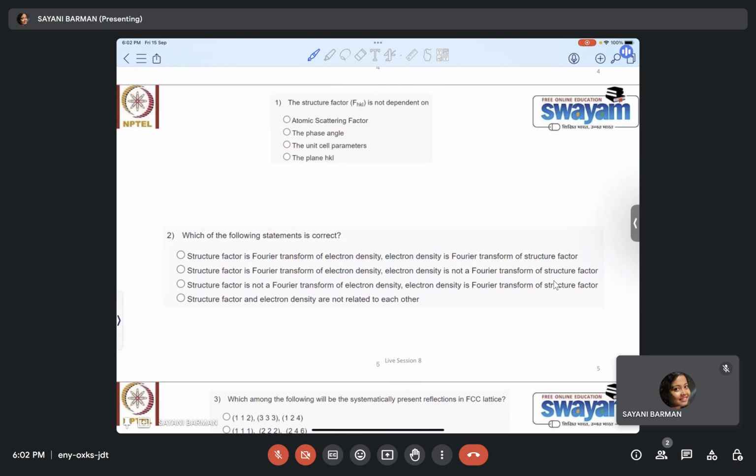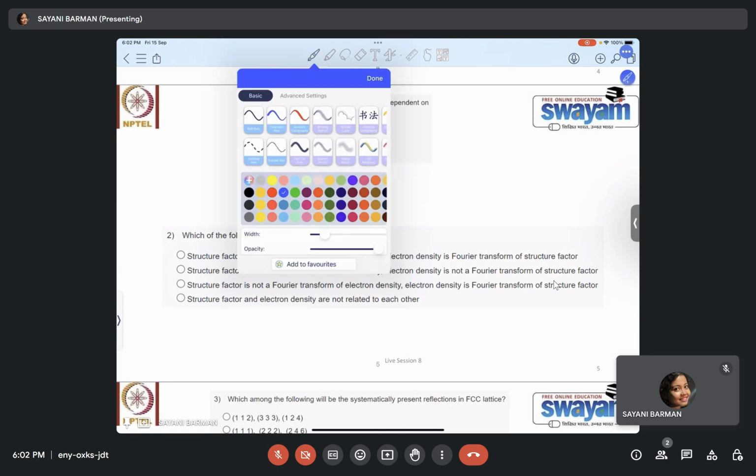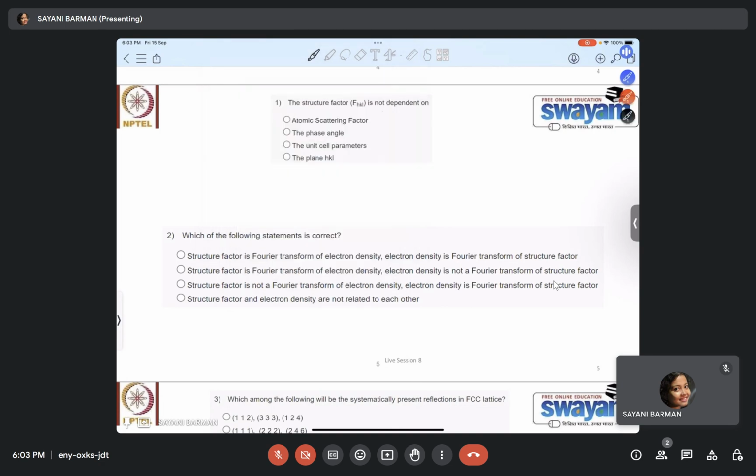Now the first one is: the structure factor is not dependent on. Please note that the question has been asked which is not dependent. Sometimes we may read the question as in which parameters or in which factor the structure factor FHKL is dependent on, but that's not the question here. The question here is not dependent.